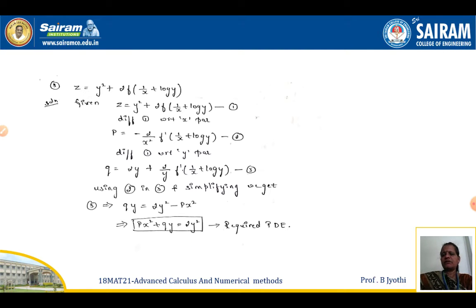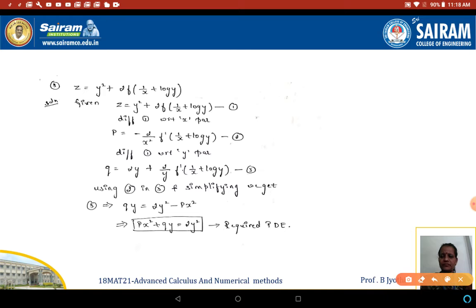Let's see the third example. Z is equal to y square plus 2f of 1 by x plus log y. So it's given. Consider this equation. Differentiate with respect to x partially. Then what do we get? Dou z by dou x is equal to, I'll just illustrate here.